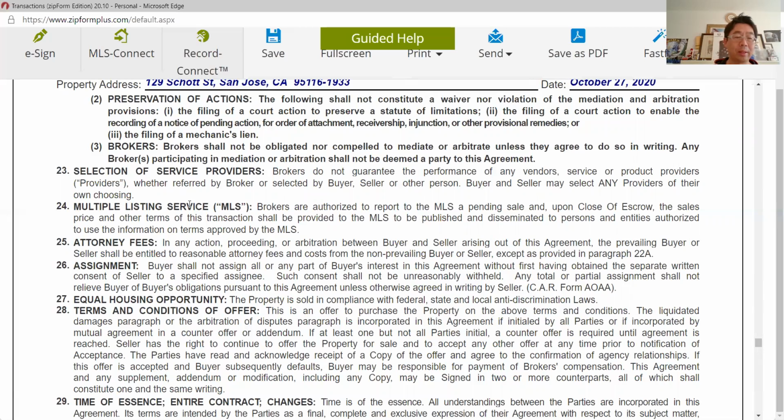Multiple listing service, which is, remember I sent you all these houses, the information, the price. I sent you the email for the house information. That's called the MLS. The one you search on Zillow and send to me for the house information. That's called MLS.